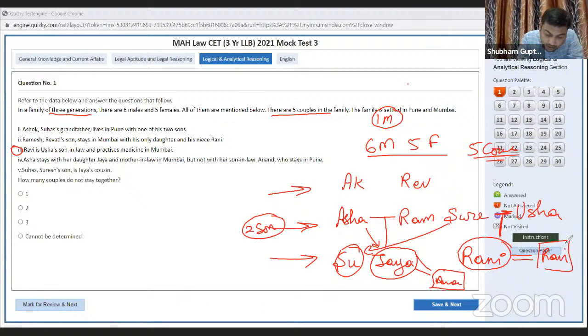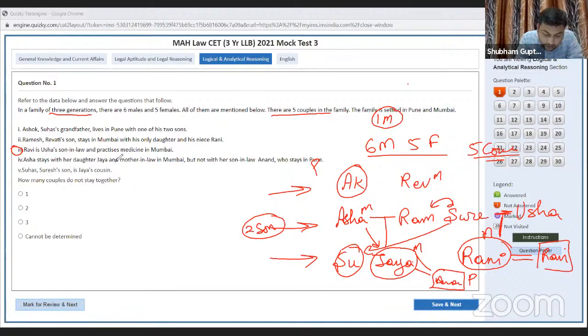Now let's talk about places. And Ashok lives with one of his two sons in Pune. So Ashok is in Pune and one of his sons is in Pune. So either it could be this or this. Ravi is Usha's son-in-law and practices. So Ravi is in Mumbai. Asha stays with her daughter Jaya and mother-in-law in Mumbai. So this and this should be Mumbai and this should be Pune.